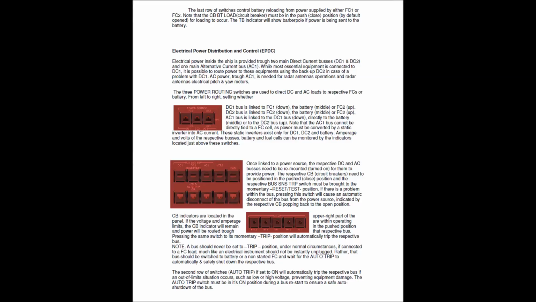A second row of switches, auto trip, is set to on and will automatically trip the respective bus if an out-of-limit situation occurs, such as low or high voltage, preventing equipment damage. The auto trip set switch must be set in its on position during a bus restart to ensure a safe auto shutdown of the bus.